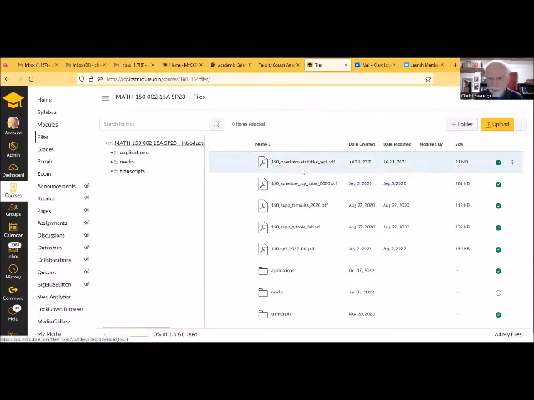You'll also have a more detailed version of the syllabus than what you find in Canvas. And there are some formulas and tables that we'll be working with in this course. So anyway, those are in the course files.